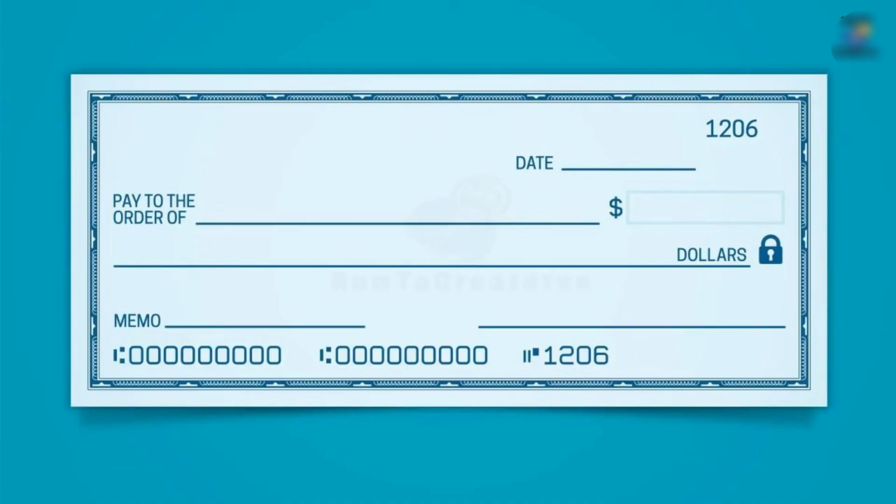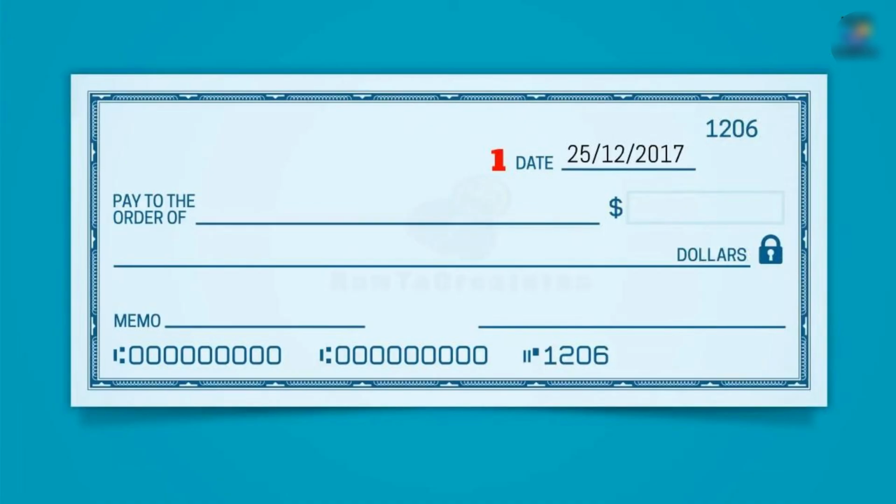The first step is writing the current date. You will find the date section at the top right corner of the check. Simply write today's date there. Using the correct date helps both you and the person or bank receiving the check keep proper and accurate financial records. It also makes sure the check is processed without delays.